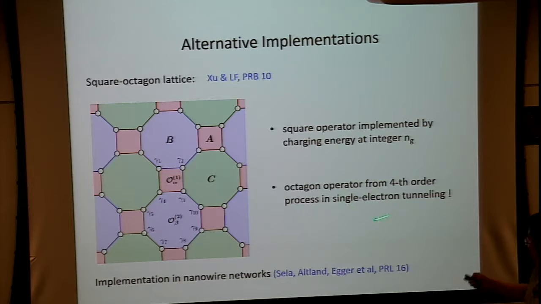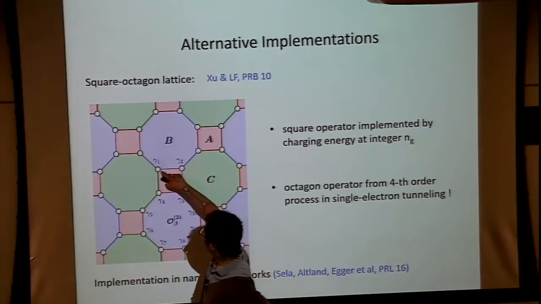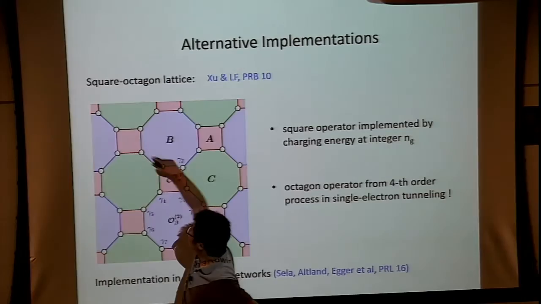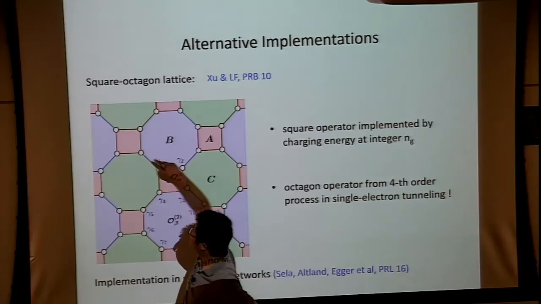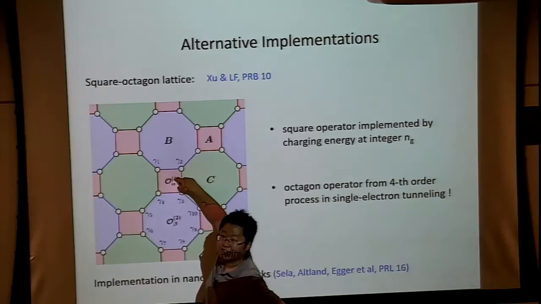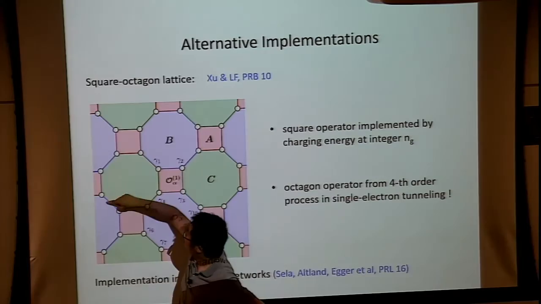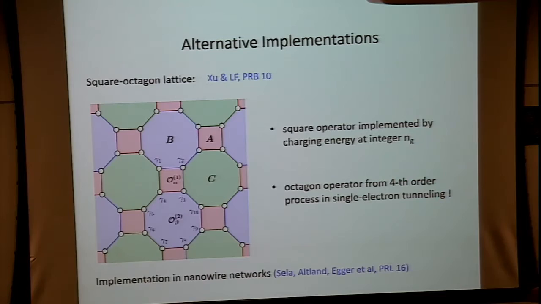Imagine that I have an electron on this island that tunnels to this neighboring superconducting island. Anytime an electron tunnels, I change the total charge on these two islands, so that's energetically unfavored. In order to come back to the low energy subspace, we need high order perturbation. The electron hops from this island to here, to here, to here, and comes back. All these four tunneling events give us a product of all these eight Majorana operators. So using fourth order perturbation theory, we can generate the eight-body interaction on the B and C type of plaquettes.